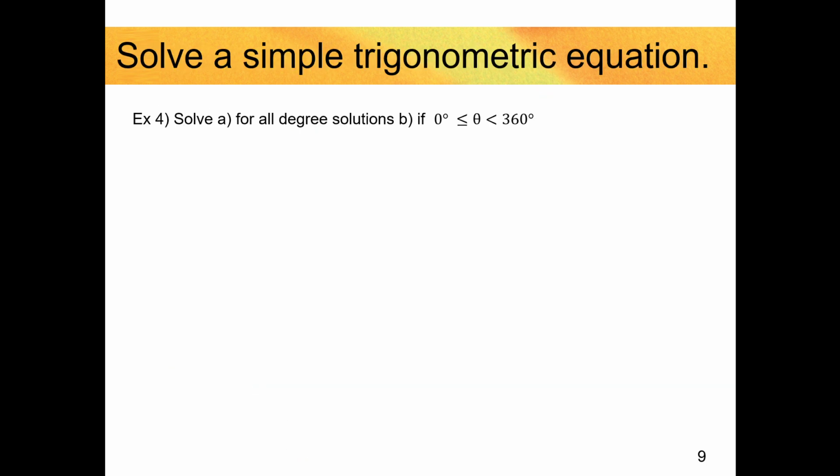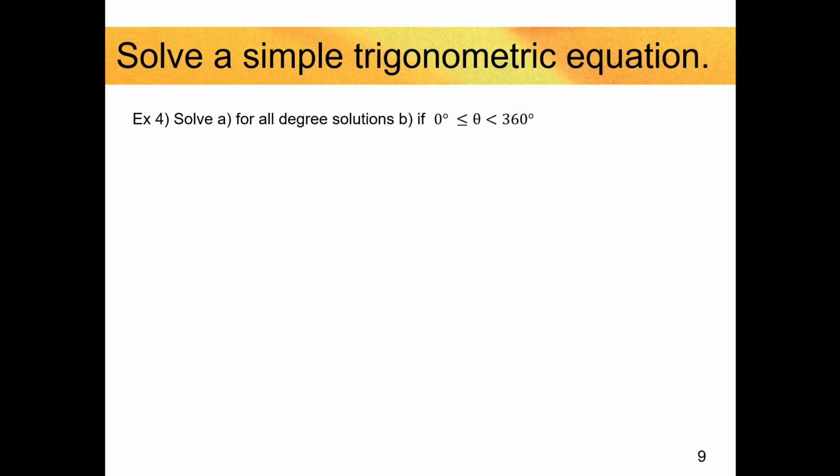So, solve a simple trigonometric equation. Let's go for it. There's two parts to each of these. The first part is going to solve for all degrees. The second part, your book says solve from 0 to 360. Real quick here, we're always going to solve for part B first because that's the way it just logically progresses.